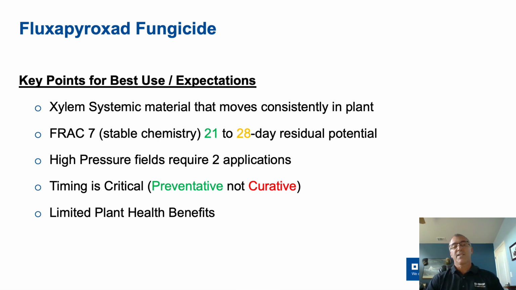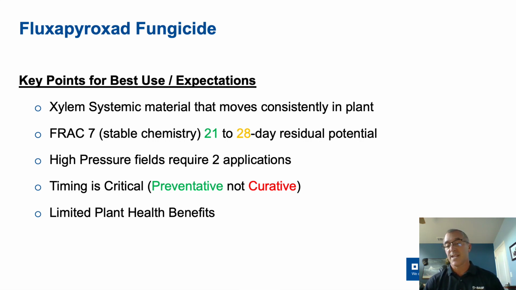That second ingredient, fluxapyroxad, it is xylem systemic, and the key to this product is it moves very consistently throughout the plant's leaf. Now it's only in the xylem, so wherever that spray droplet is, it only moves up and out through the leaf. It does not go down into the roots, does not come back through the phloem, and then move up and out through the plant. So only in the xylem, only out with the water stream in the plant.